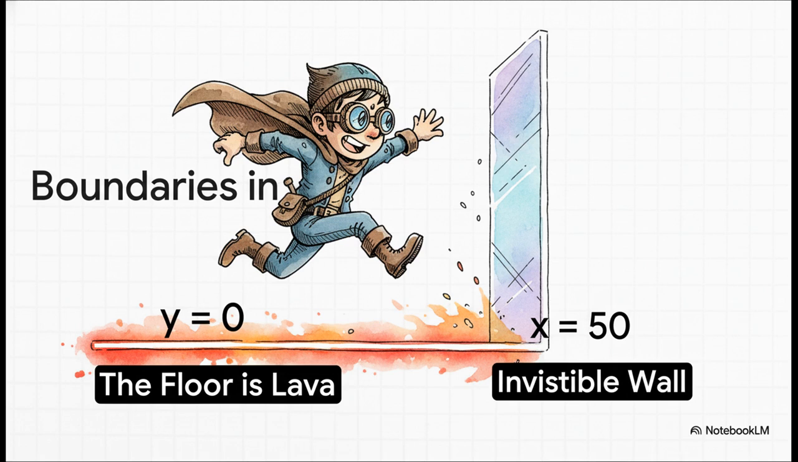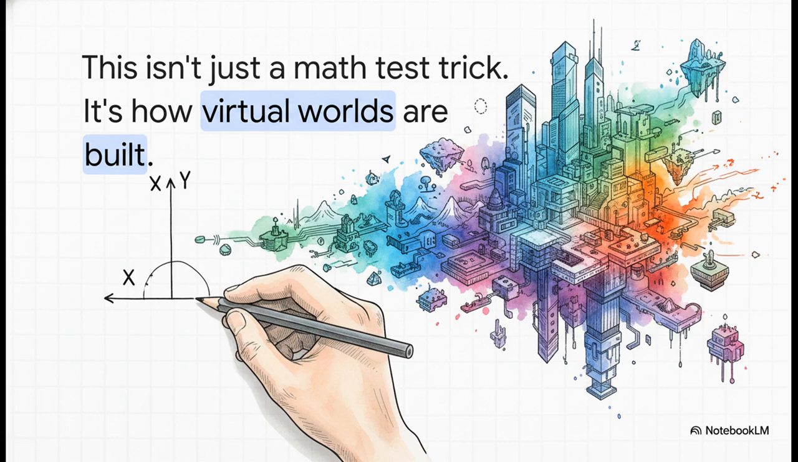And those invisible walls at the edge of the map, that's just a vertical line, like x equals 50. The code just says, hey, your character's x position can't be greater than 50. This means every single time you run along the ground or bump into a wall in a game, you are physically interacting with one of these lines. So understanding these simple equations isn't just for passing a test. It's like getting a little peek behind the curtain at the fundamental logic that builds our digital entertainment.